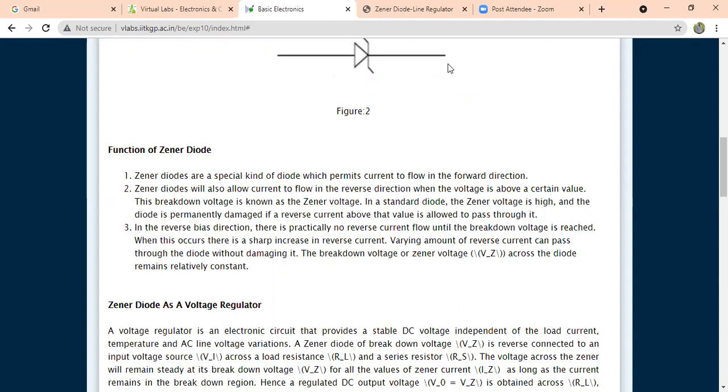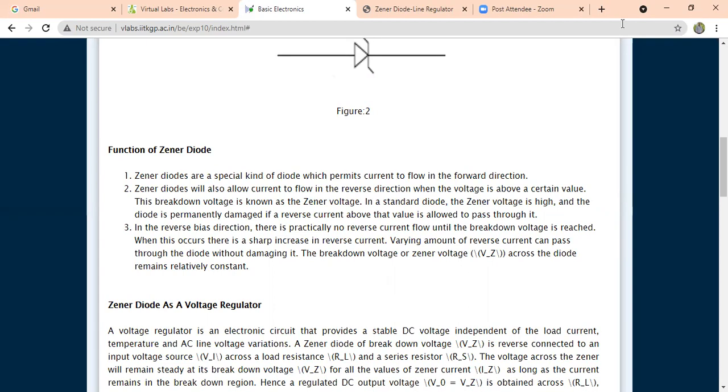So what is actually happening is that when a fluctuating amount of voltage and current enters the Zener diode, it tries to stabilize it. It allows the fluctuating values to get stabilized with the help of the series resistance RS, and that gives us a stabilized level of voltage.